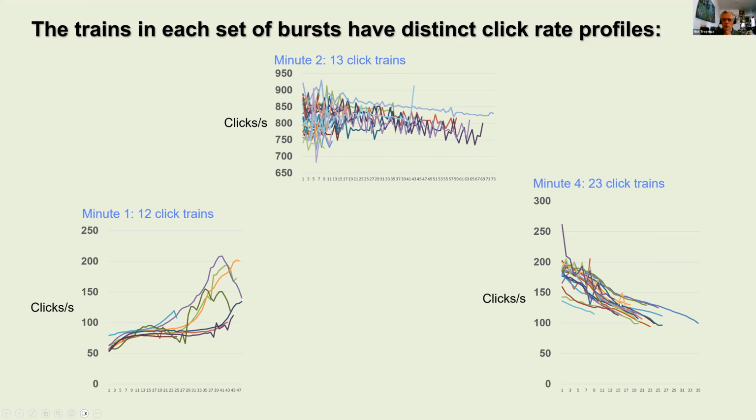23 click trains, all very similar, running from about 170 clicks a second down to about 100. So how do we interpret this? I pondered this. I showed it to a seal researcher, a friend of mine, Stephen Westcott, and he looked at it and said, well, the dolphin is trying to teach the pod to talk. And I must admit, I rather think I agree, actually.